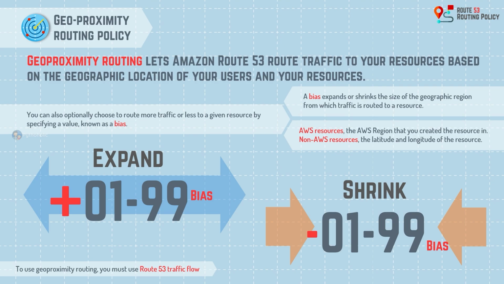So the absolute value of the bias shrink determines the size of the area. For example, a bias shrink of -10 would create a smaller area around the ideal location than a bias shrink of -5. Okay, so I hope you got the point here. Then let's take an example.